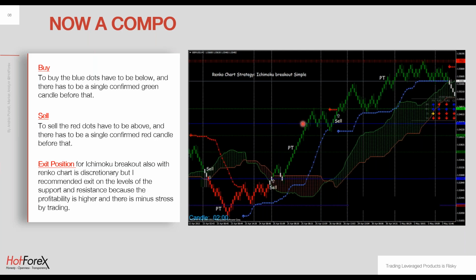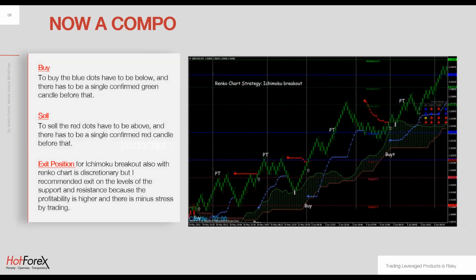Also, to identify an exit position for Ichimoku breakout, you can use the Ichimoku breakout. So the exit position for Ichimoku breakout, also with Renko chart, is discretionary, but you can exit on the levels of support and resistance because the profitability is higher and there is less stress by trading. I know that this chart is not great, so don't worry. I'm going to go right now to my MT4 and have a final example in the MT4. So don't worry about it, okay, guys?